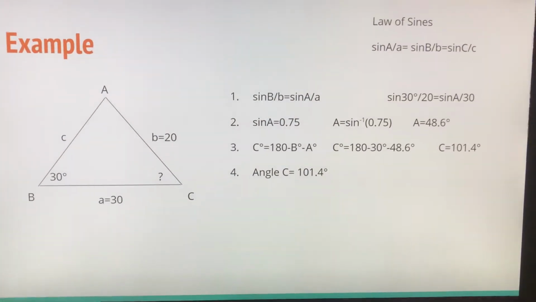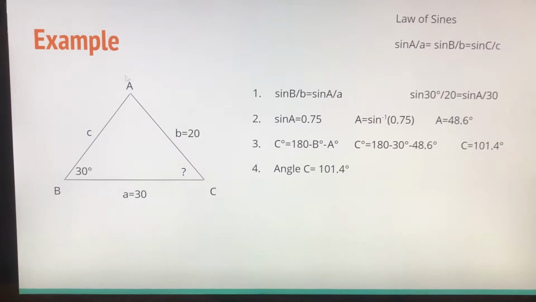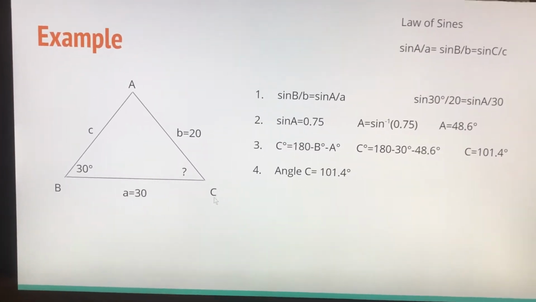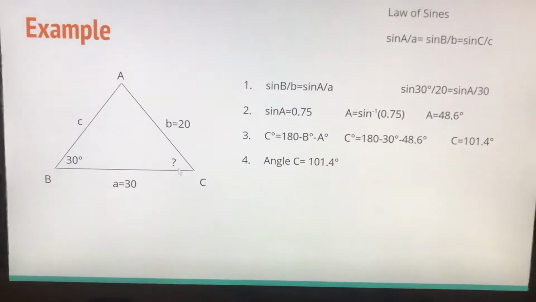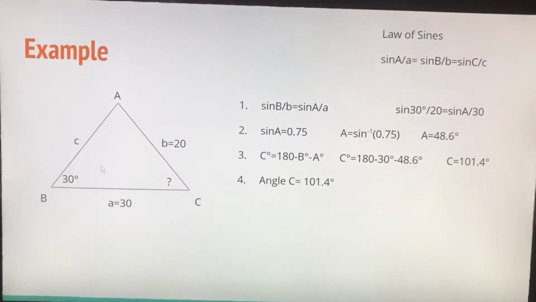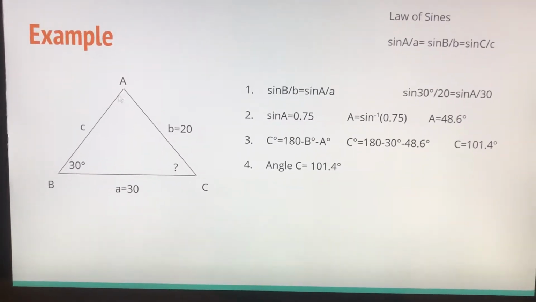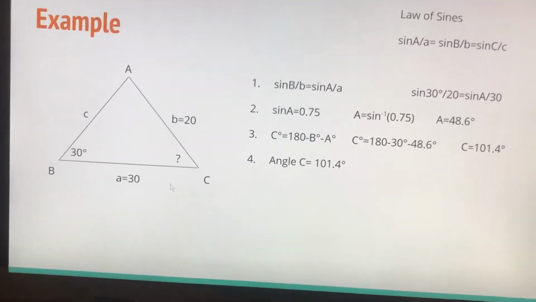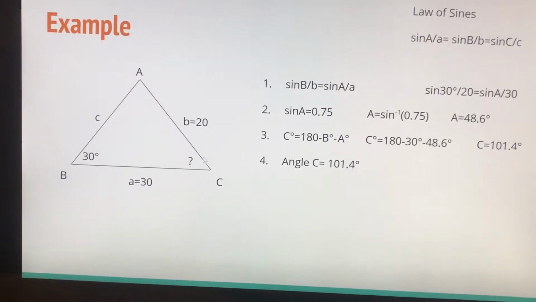So here's an example. Imagine you and your friend are trying to climb to the top of a mountain, which is point A. You are point B and your friend is point C. You know that the distance between you and your friend is about 30 meters, and the distance between your friend and the top of the mountain is 20 meters. You also know that the angle between you and the top of the mountain is 30 degrees. What you're trying to find is the angle of your friend to the top of the mountain.